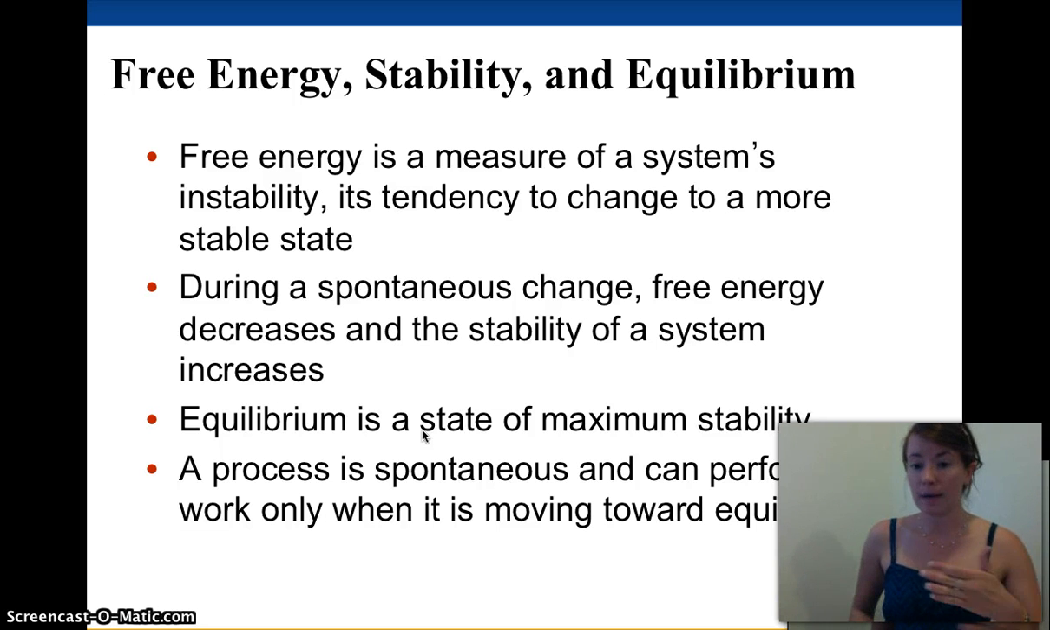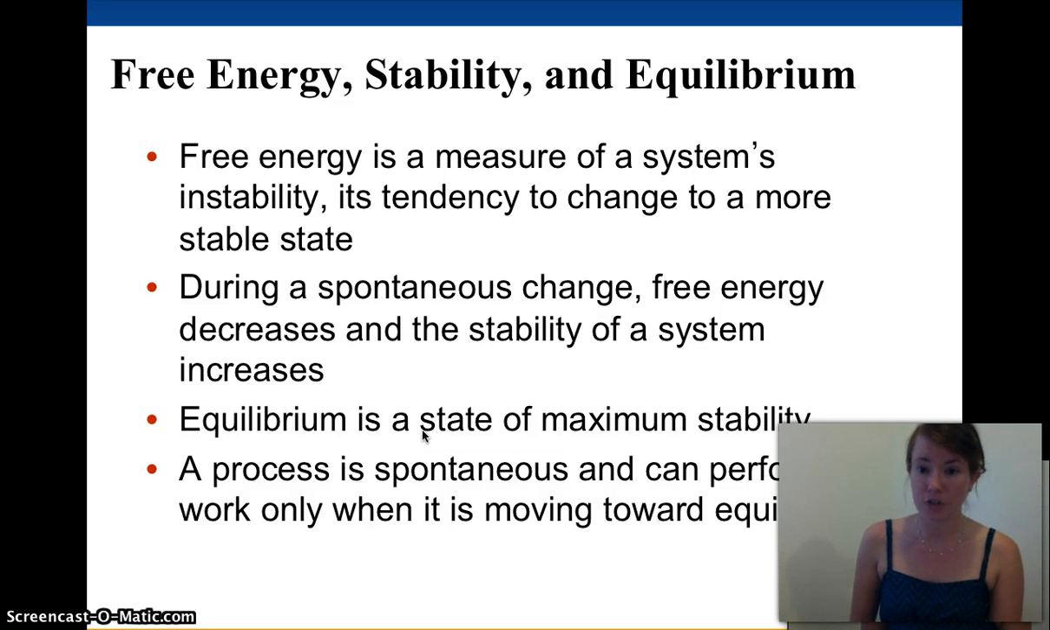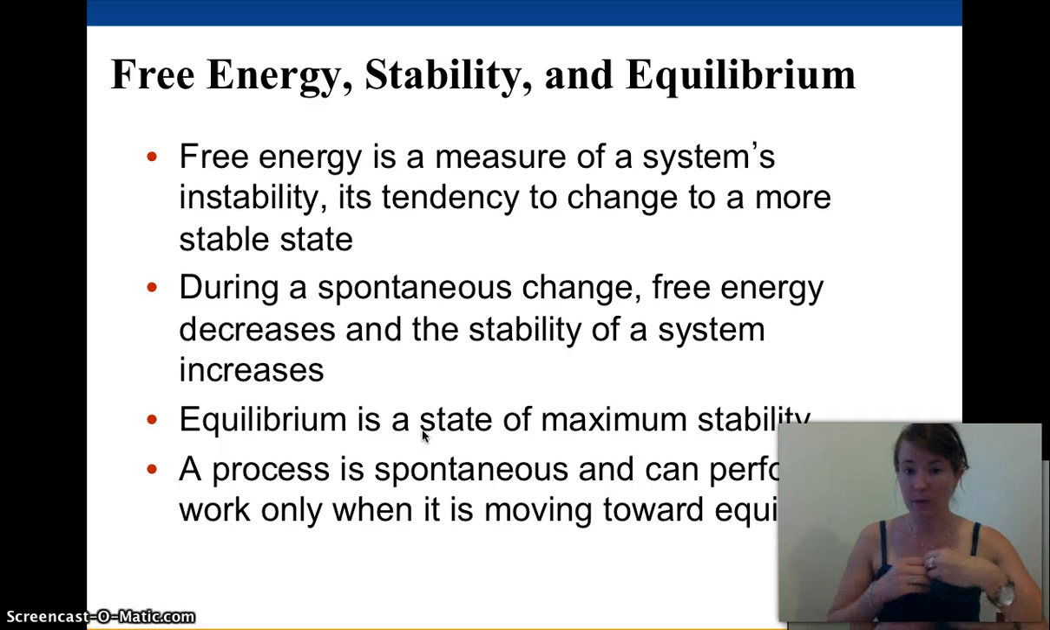If we change the system into a more stable state, we're increasing the entropy of everything around it because we just created disorder around it. During a spontaneous change, free energy decreases and the stability of a system increases. I'll get to an example later. As we go from a disordered molecule, we're going to spontaneously change into a more ordered molecule. So the stability changes, not the order. We're becoming more stable, but we have less energy.